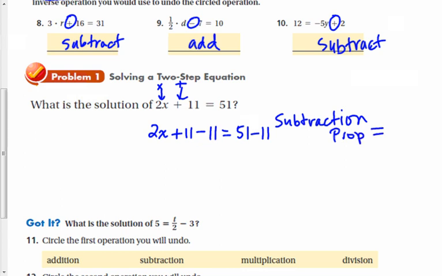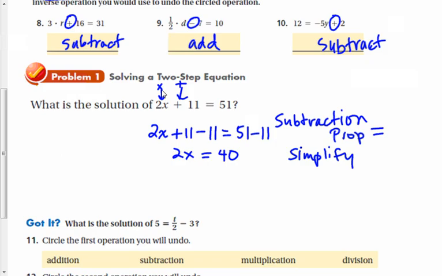Then I'm just going to simplify that, and that gives me 2x plus 0. And I'm not going to write plus 0 because I know that addition has the identity of 0, and it's going to equal just 2x. 51 minus 11 is 40. And we'll just say that's simplifying.